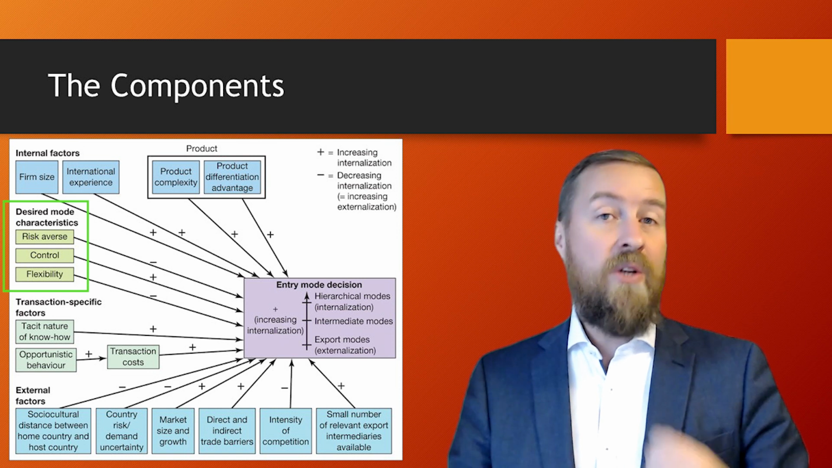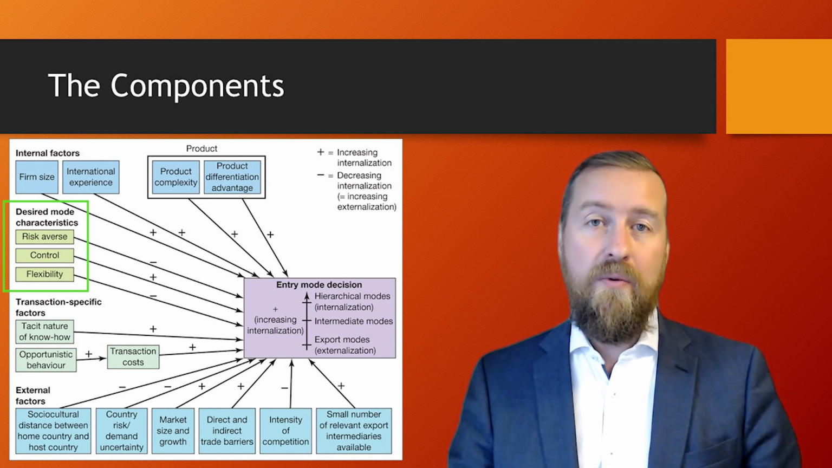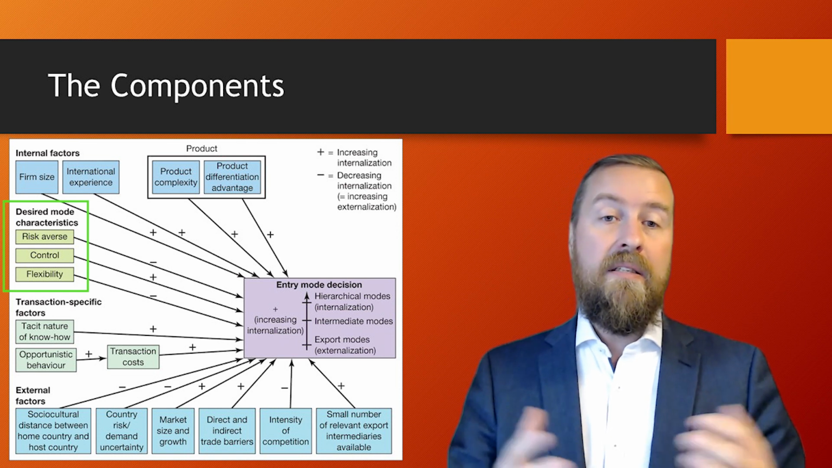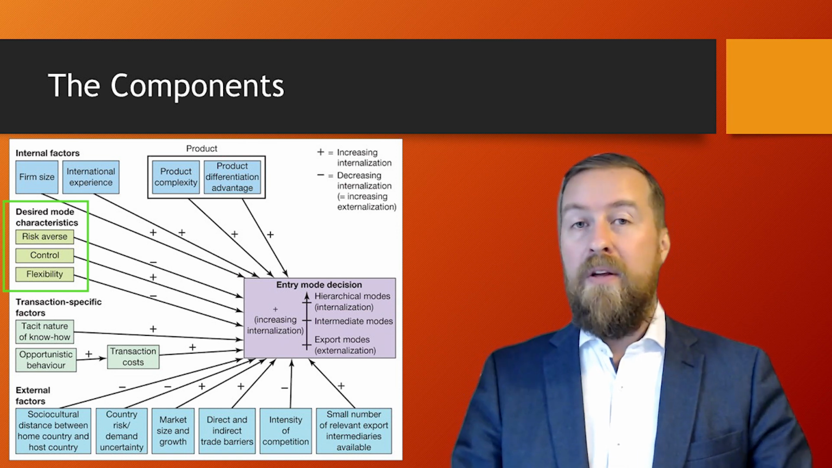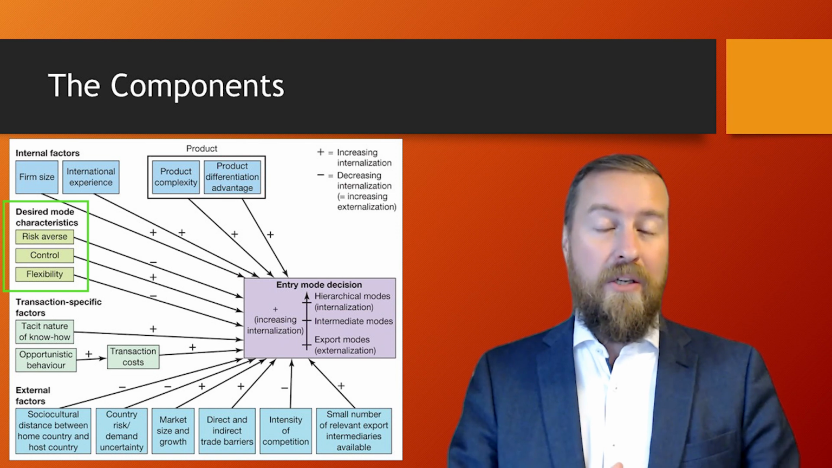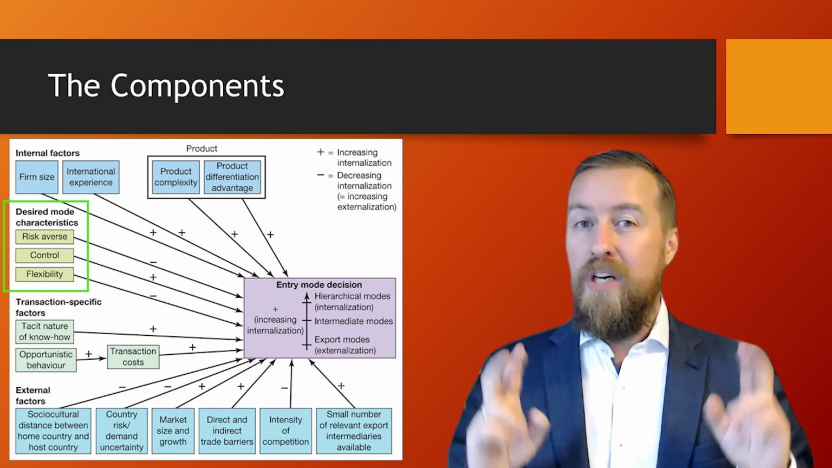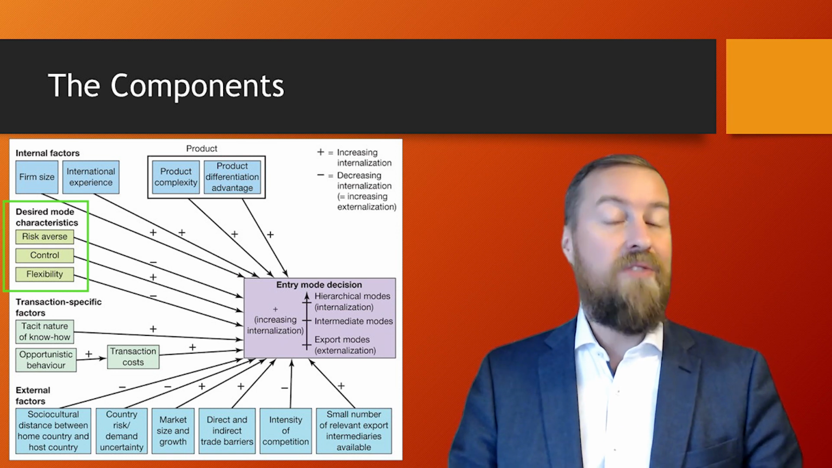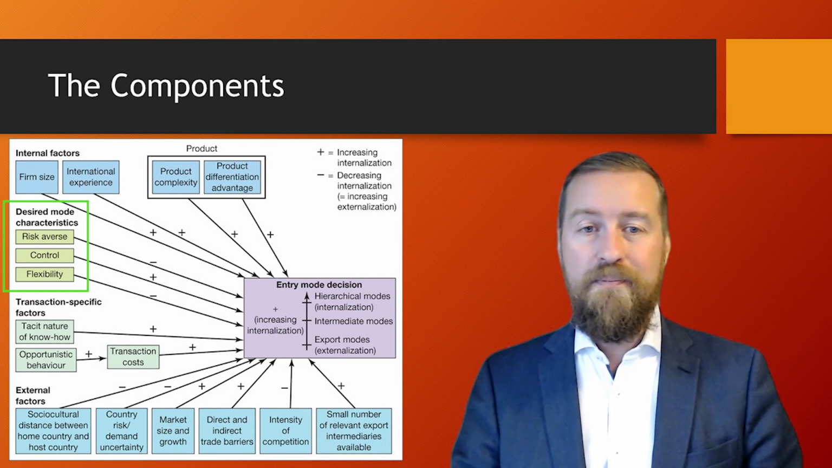The next one is control. Again, we need to take a look at what they have done so far. Have they established things themselves? Have they used distributors, agents? How much do they actually want to control themselves? Or are they just subcontractors for larger companies doing no-name products?